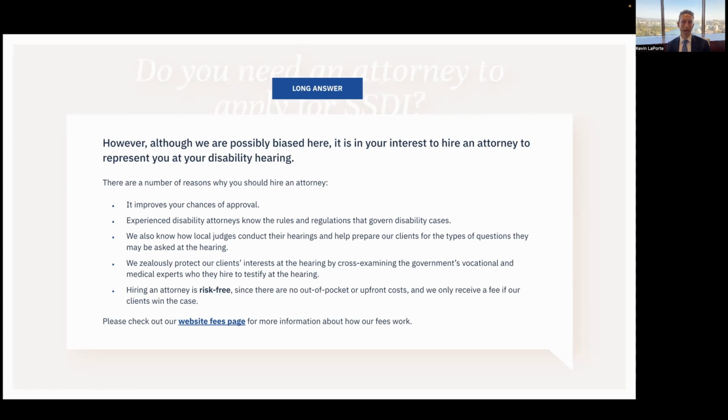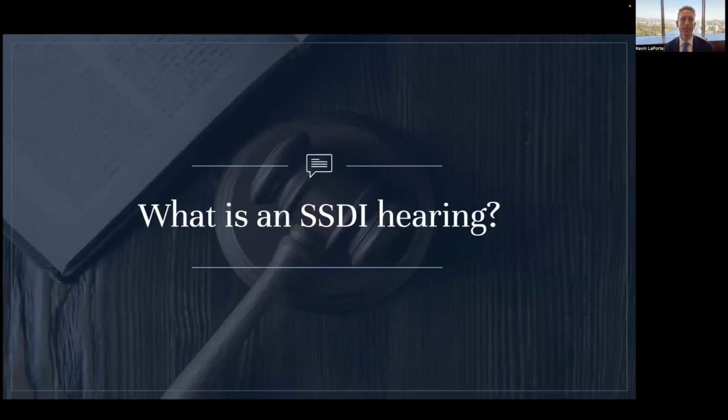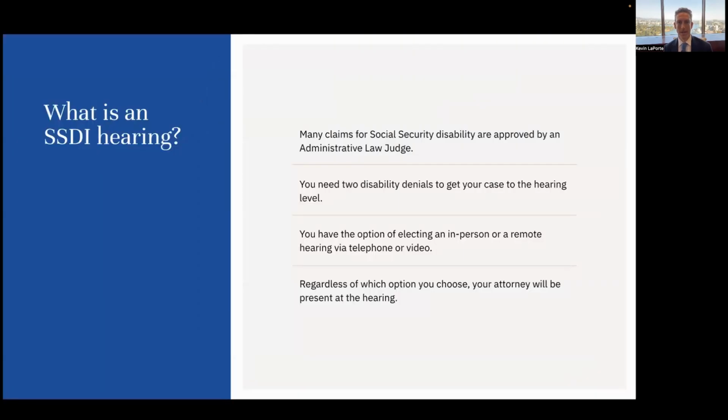Because this system is regulated by Social Security, if you have an attorney, Social Security will deduct the attorney's fee out of your retroactive benefits. There's no out-of-pocket or upfront costs. That's especially important since this process can be very time-consuming and financially stressful if somebody's unable to work due to a disability. So that's why these fees are structured the way they are. If you have any questions about the fees, you can always just give us a call or visit our fees page on our website.